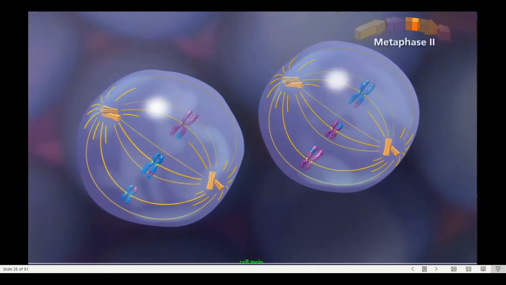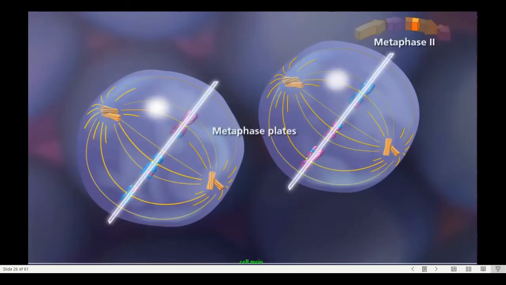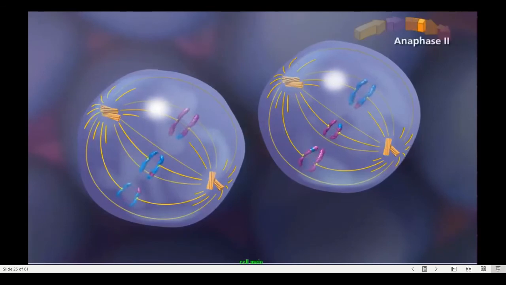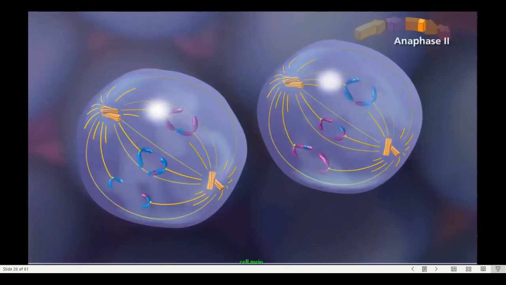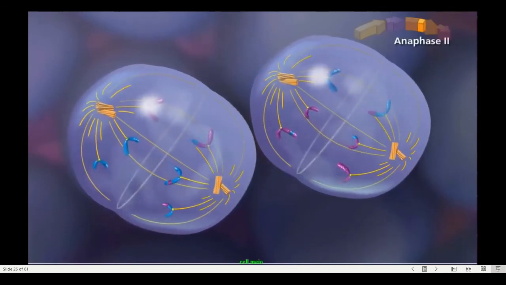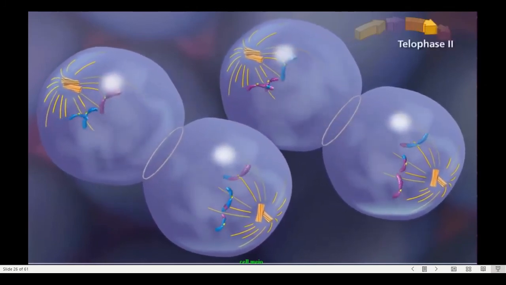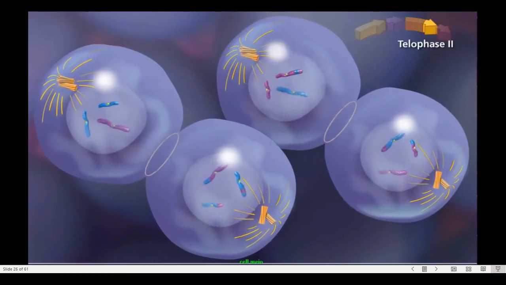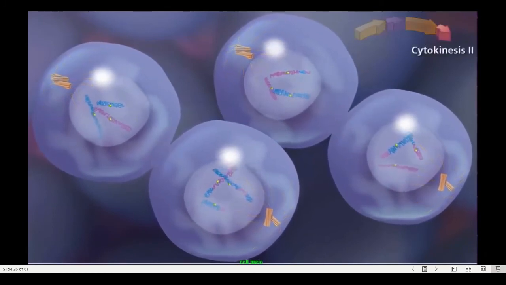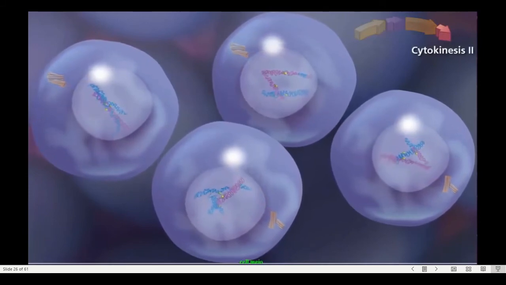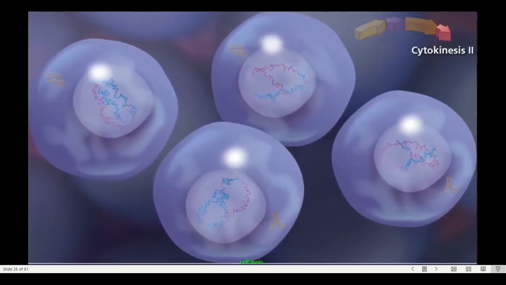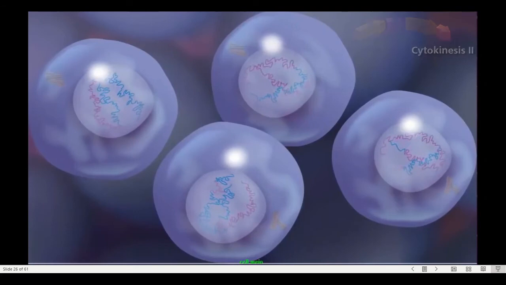The spindle aligns the sister chromatids along the metaphase plate during metaphase 2. During anaphase 2, sister chromatids separate and individual chromosomes move toward the poles. The entire process ends with telophase 2, as the chromosomes decondense and the nuclear envelope reforms. Cytokinesis occurs, and cleavage furrows separate the two daughter cells into 4 haploid daughter cells.